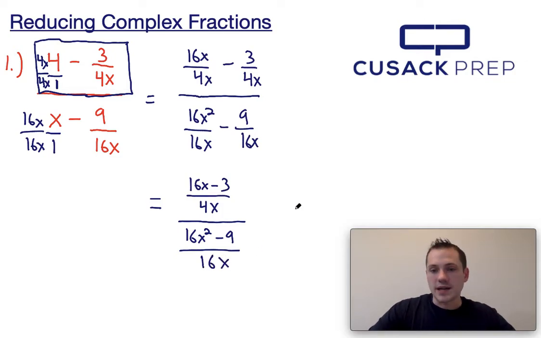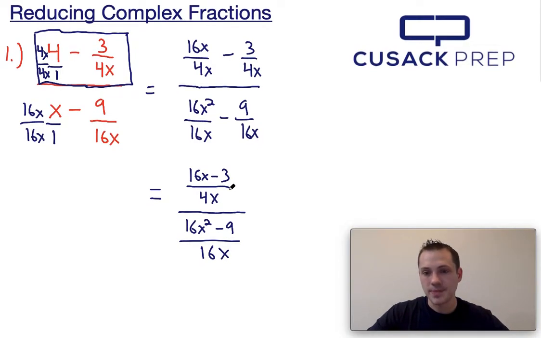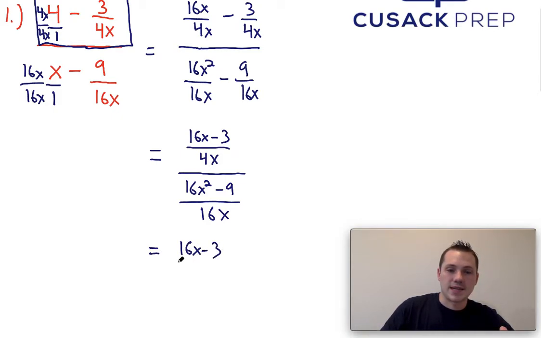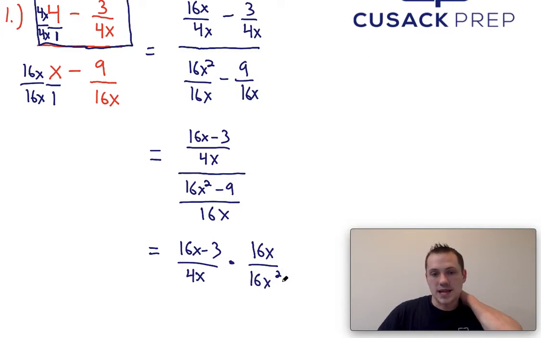We can see that we now have a fraction over another fraction. And when we have that situation, what we have to do is multiply by the reciprocal. So dividing 16x minus 3 over 4x by this whole fraction down here is just the same as taking the top fraction, 16x minus 3 over 4x, and multiplying it by the fraction on the bottom but flipped. So flipping that, I'm going to have 16x over 16x squared minus 9.